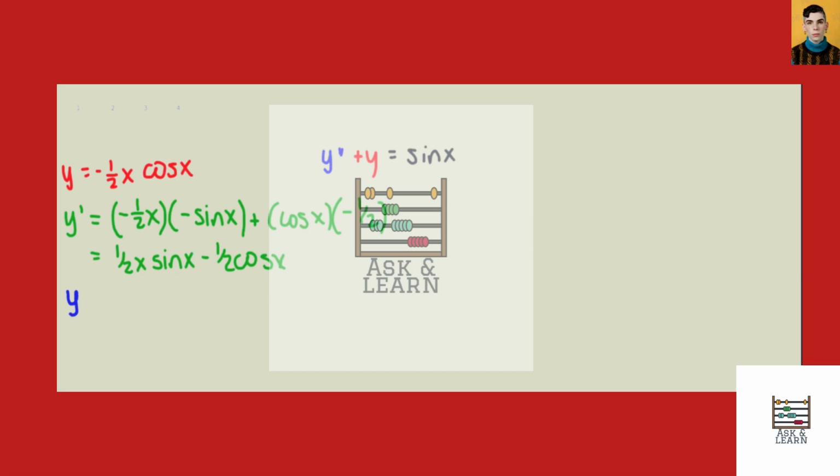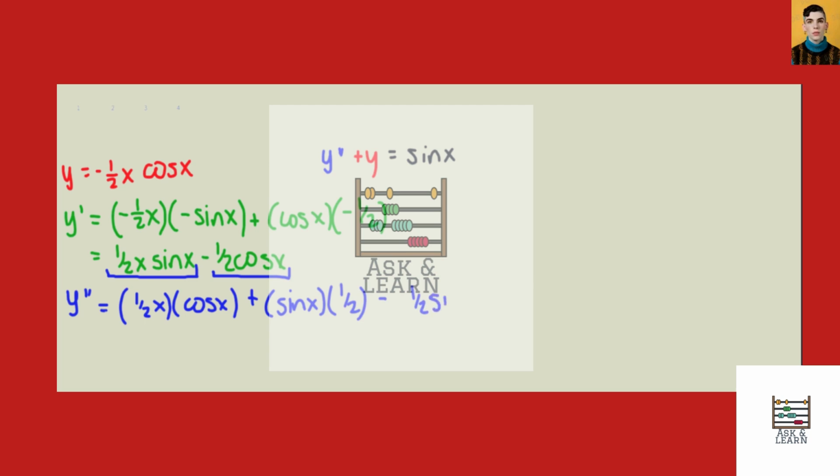And we use this to find our y double prime equation. So we take the first times the derivative of the second plus the second times the derivative of the first. And now we need to take the derivative of this portion. So we have a minus 1/2 sine x, but it changes sign because the derivative of cosine is negative sine. So if we simplify this, we'll have a 1/2 x cosine x, and then this will be 1/2 plus 1/2, that's just 1, so plus sine x.